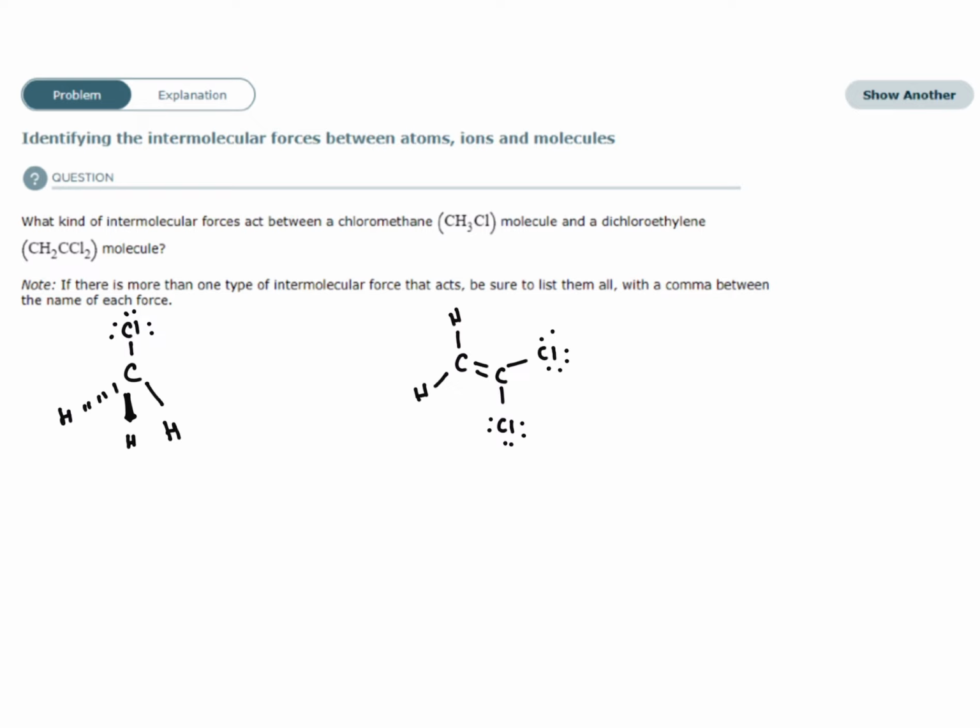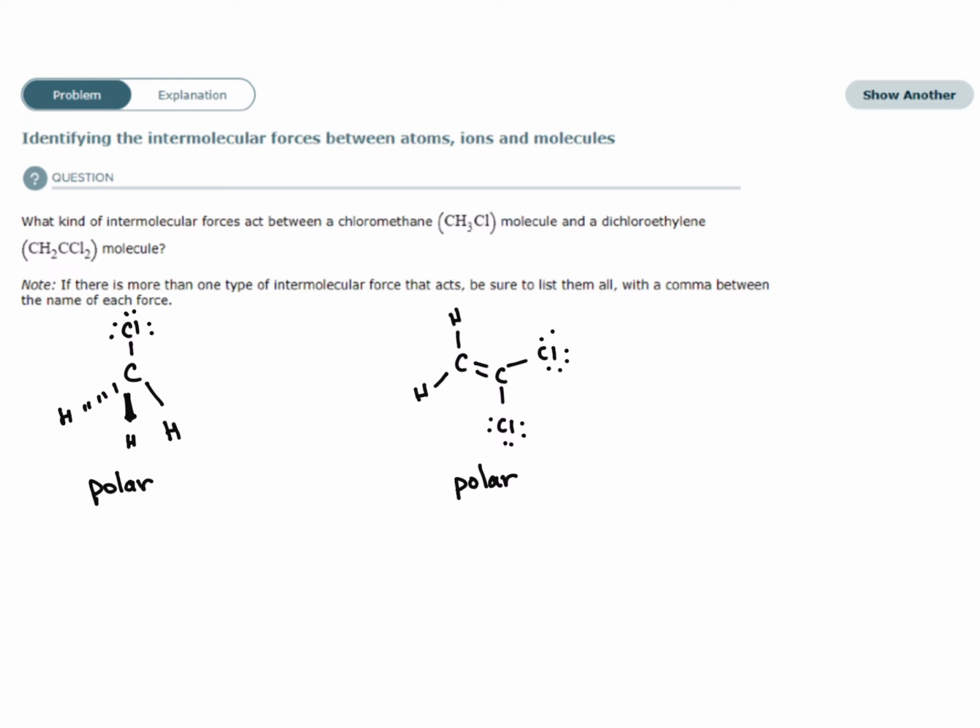All right, now I want to think about polarity. My CH3Cl molecule is a polar molecule. And my CH2CCl2 molecule, the way I've drawn it out, is a polar molecule. So my chlorine is going to be pulling the electrons towards it. So I've got the polarity.